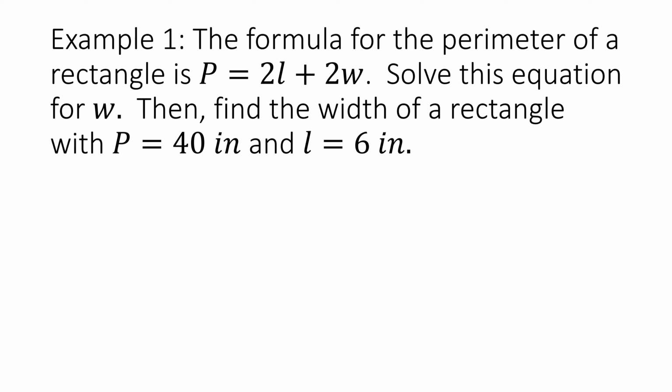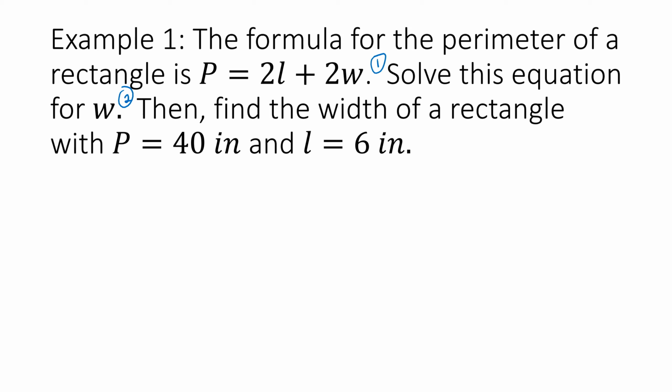Example number one reads, the formula for the perimeter of a rectangle is P equals 2L plus 2W. And if you remember, P would be perimeter, L would be length, W would be width. They want us to do two things here. First of all, they want us to solve this equation for W. Second of all, then they want us to find the width of a rectangle with the perimeter of 40 inches, P equals 40 inches, and length equals 6 inches.